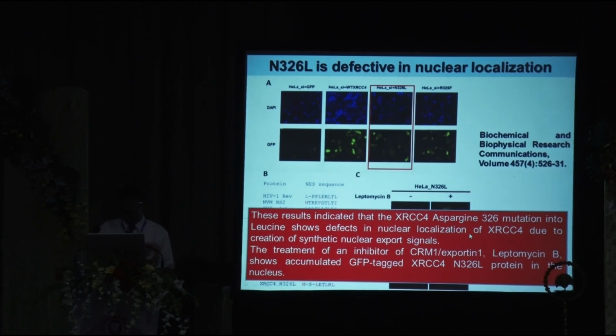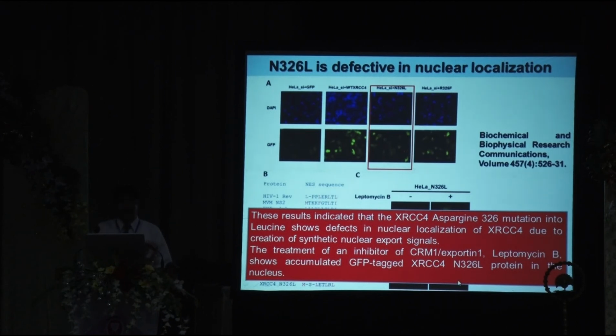After that, we looked at many nuclear localization signal structures. We saw that when we mutated this N326 into leucine, it creates a synthetic nuclear export signal. It means that when leucine is present in place of N, it creates a synthetic nuclear export, so it exports the XRCC4 protein from the cell.